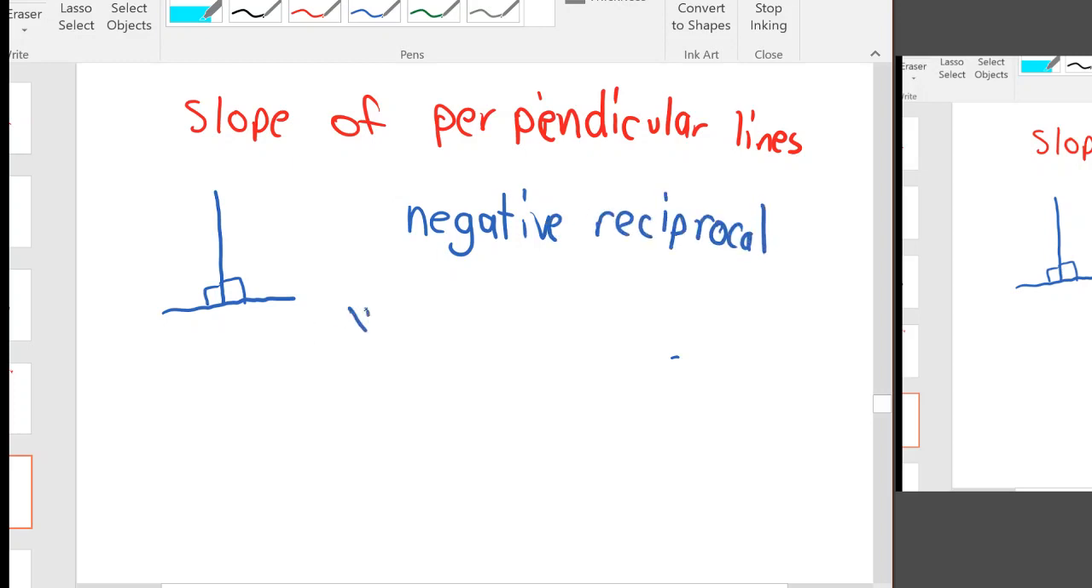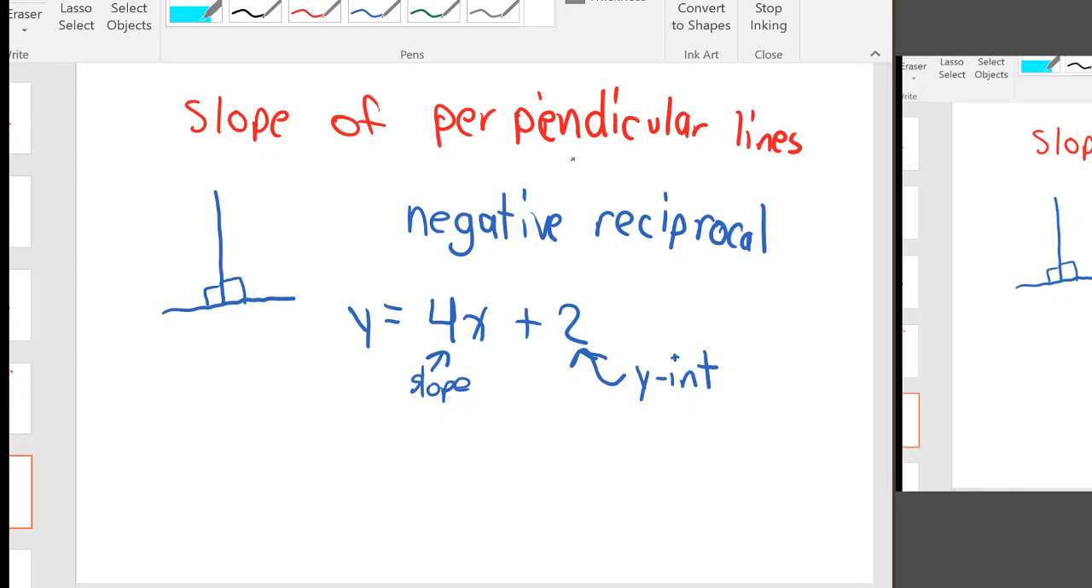So if I have y equals 4x plus 2, I know 4 is the slope and 2 is the y-intercept, of course. But now I need to start thinking to myself, well, if I asked for the slope of a perpendicular line to this, then I have the negative reciprocal.